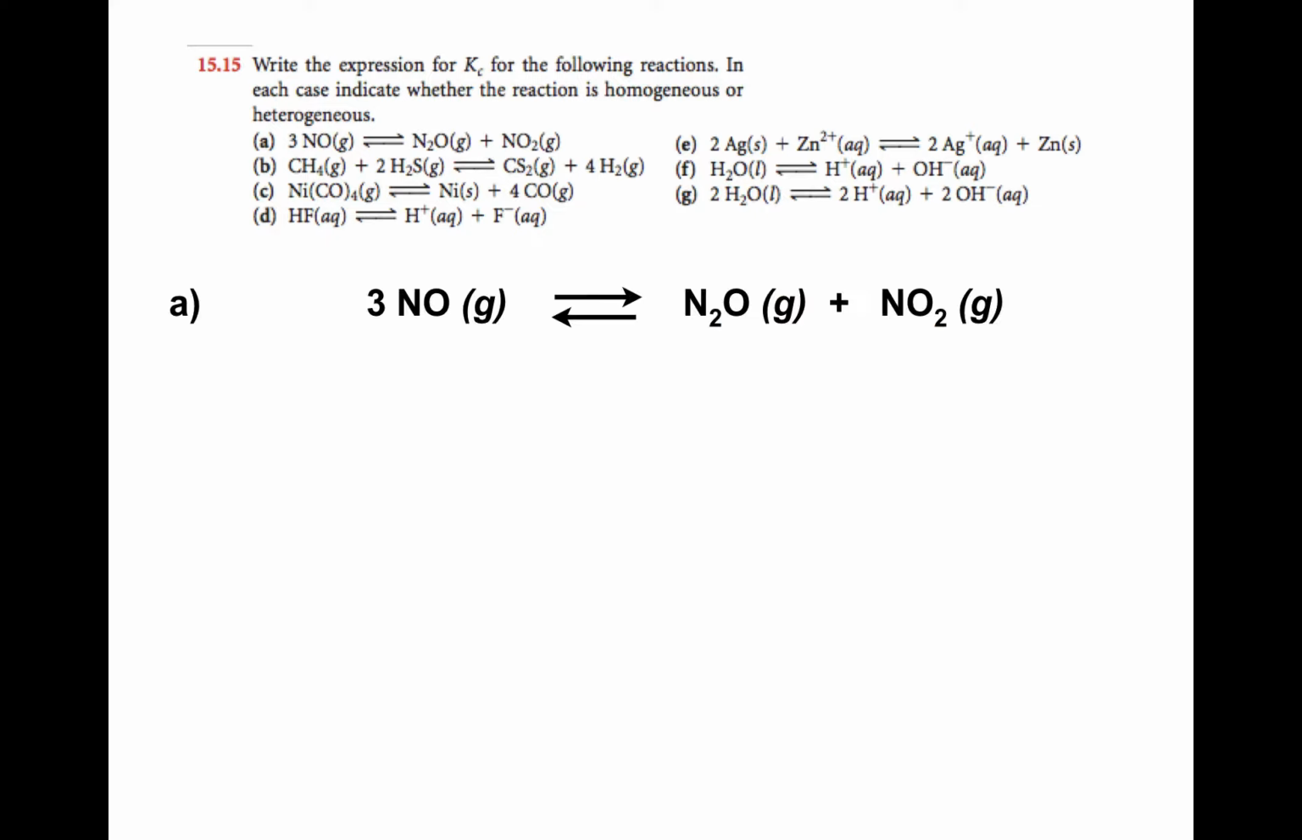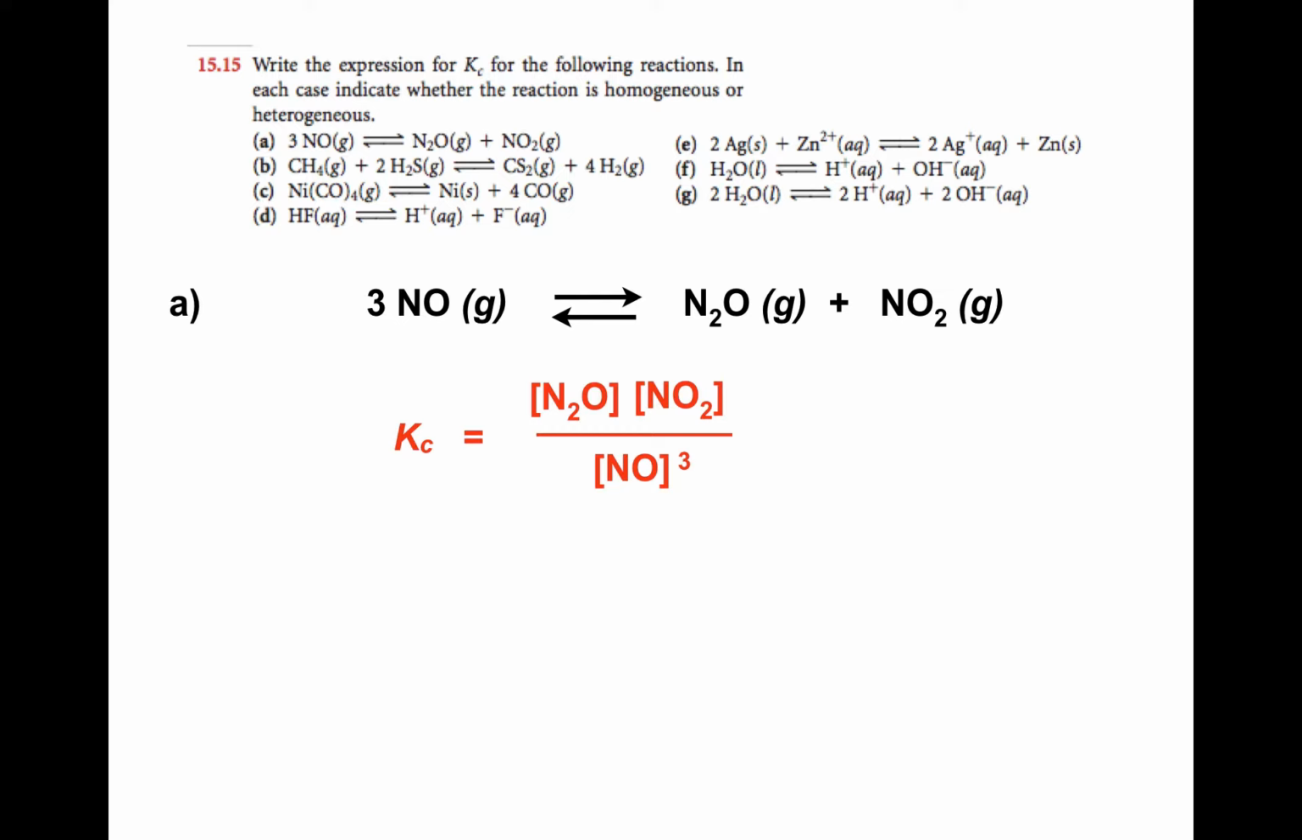So for A, 3 moles of nitrogen monoxide in the gas phase, making 1 mole of dinitrogen oxide in the gas phase and 1 mole of nitrogen dioxide in the gas phase. I put the concentration of the products over the concentration of the reactants, raised to their stoichiometric coefficients. And the brackets represent moles per liter. So this would be the law of mass action for this reaction.